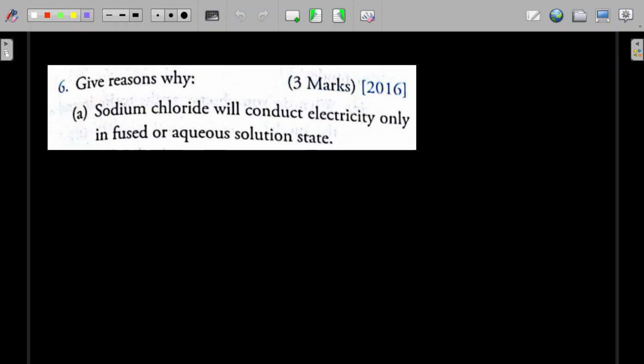Give reasons why solid sodium chloride will conduct electricity only in fused or aqueous solution state. We just discussed it, right? So tell me, Rishi, why? What is the reason for this? So you have to write both the points. Like, it has free ions in fused or aqueous solution, therefore it conducts electricity. But in solid state, it has no free ions. Okay. Anyway, here they have just given in aqueous or fused, that much will be sufficient. Okay.